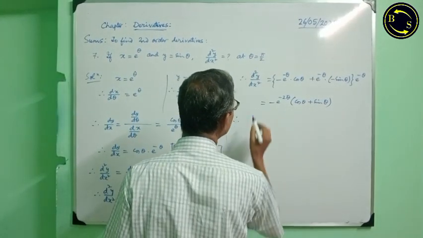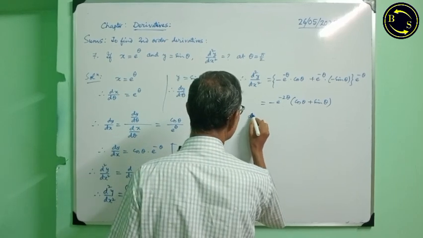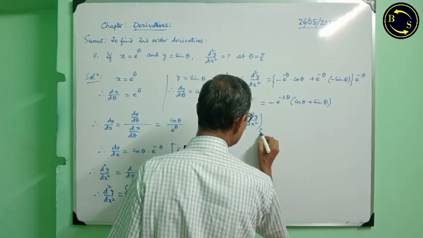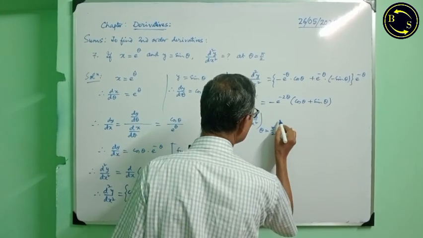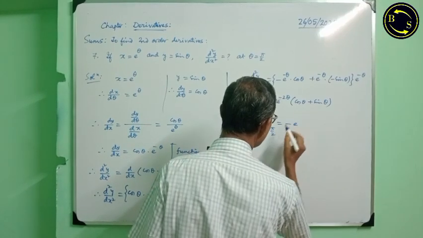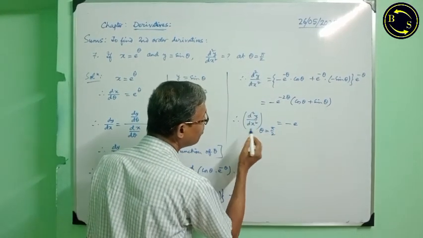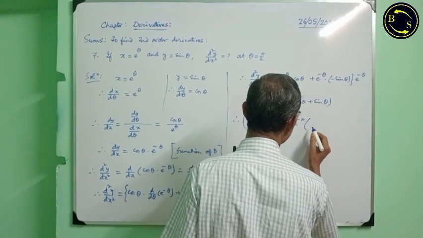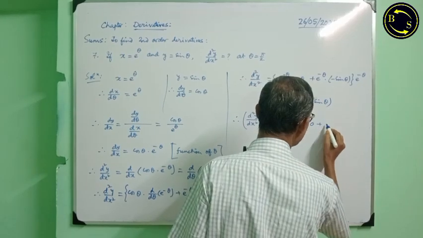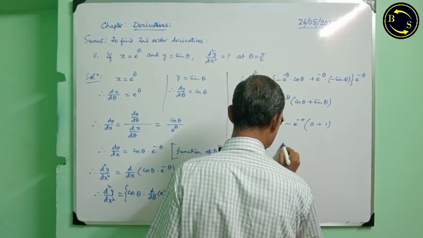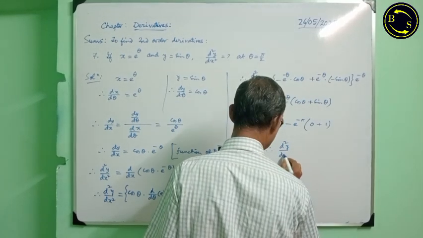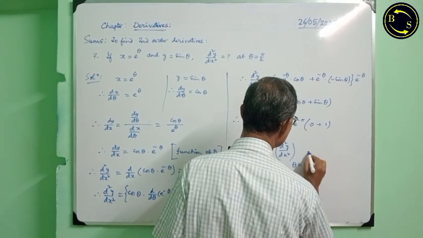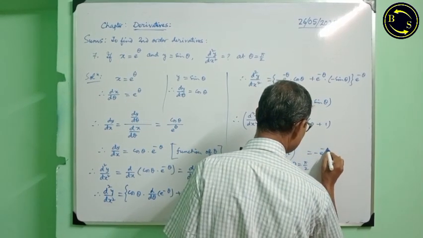Now at theta equal to pi by 2 we have to find, therefore d²y/dx² at theta equal to pi by 2, that is equal to minus e to the power minus 2 theta, that is minus pi, into cos pi by 2 means 0 plus sin pi by 2 means 1. Therefore finally d²y/dx² at theta equal to pi by 2 is equal to minus e to the power minus pi.